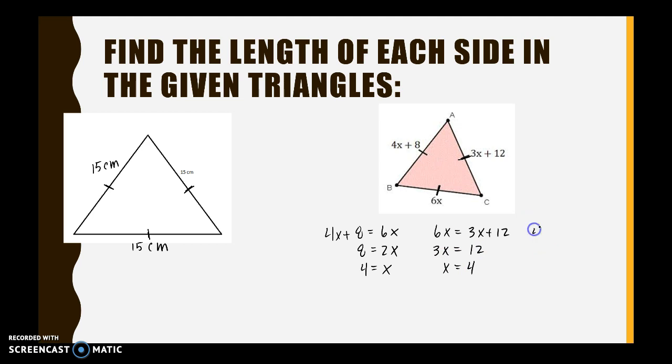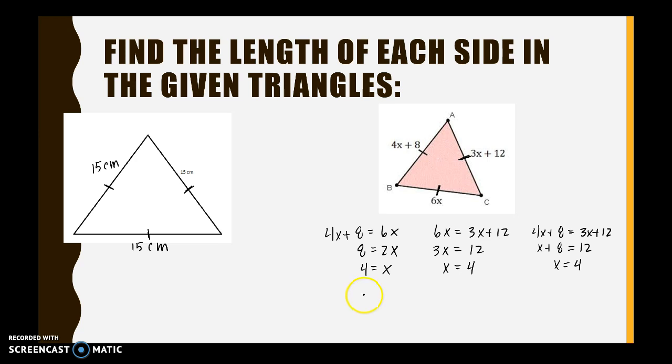Okay, well, how about 4x plus 8? What if I set that equal to 3x plus 12? So I'm going to subtract 3x from both sides, and then I'm going to subtract 8 from both sides. So no matter what equation you set up, we get the same value of x. Okay, so you don't need to show all three. You just need to set up one equation. But now we've got to answer the question.